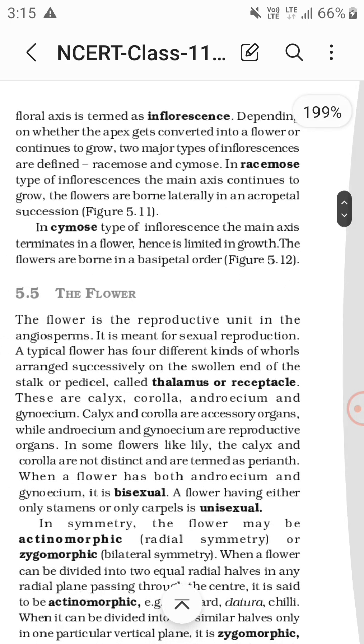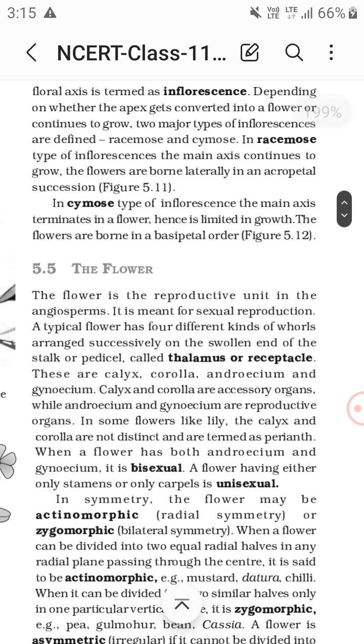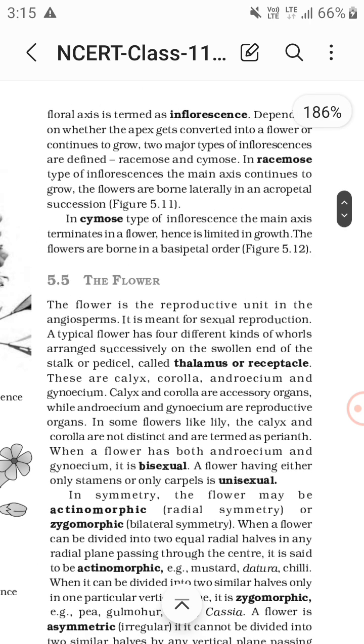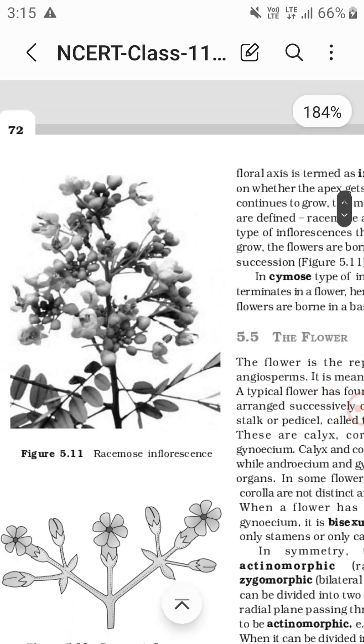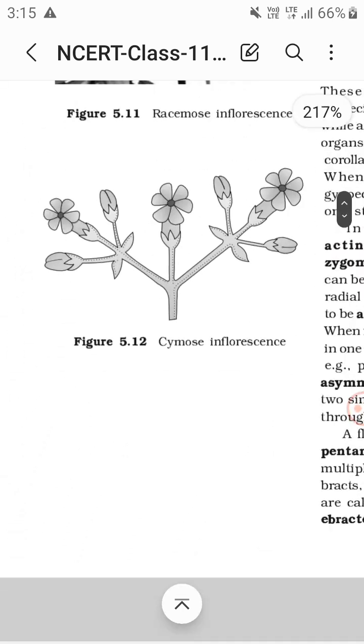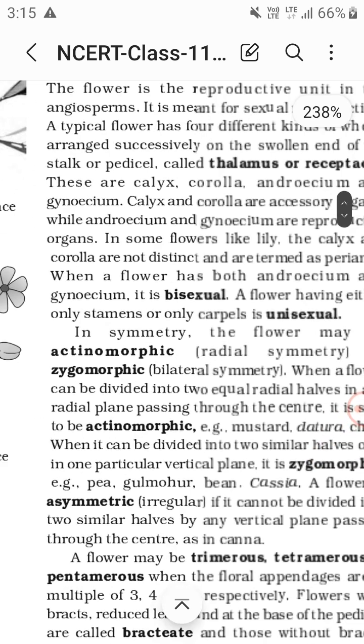Now in cymose type of inflorescence, the main axis terminates in a flower. Here it is limited in growth. The flowers are borne in a basipetal order. So racemose inflorescence, you see, grows continuously, and in cymose inflorescence the growth stops.